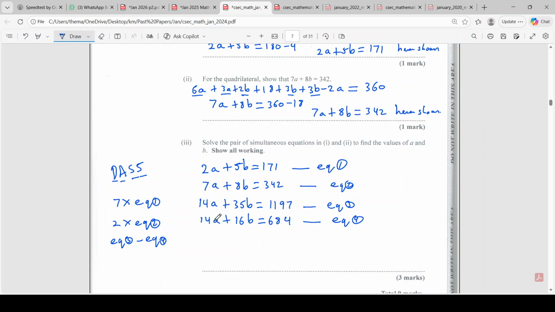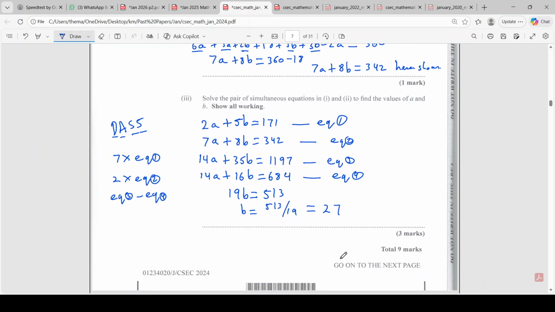So 14a take away 14a will go away. 35b take away 16b will give me 19b equal 1197 take away 684 is 513. Therefore b will be, you carry 19 across and divide, 27. Right, so we get b as 27.